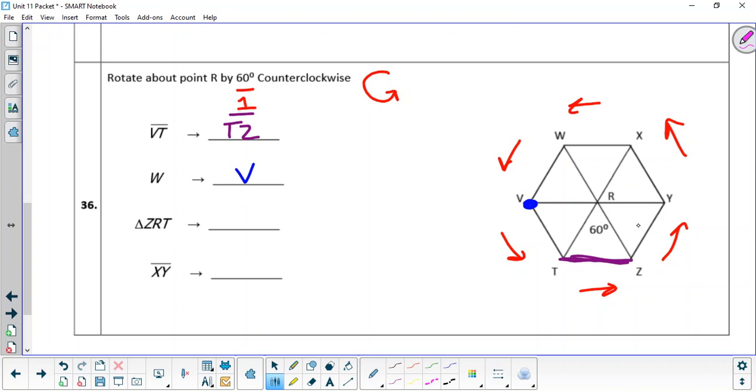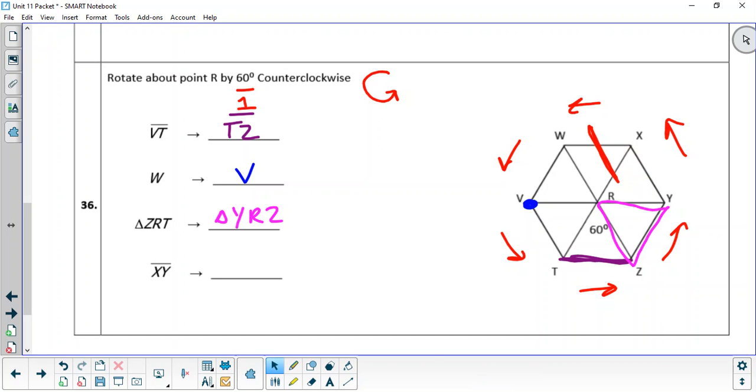Triangle ZRT, if we move that counterclockwise, I'm going to turn it so it will fit. That now becomes YRZ. So triangle YRZ. And finally line XY counterclockwise becomes line XW.